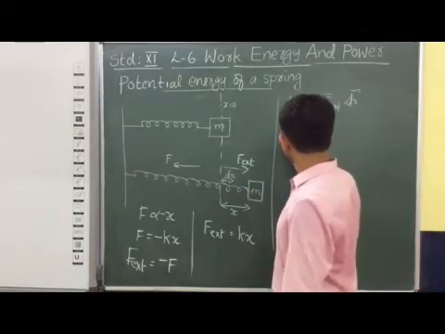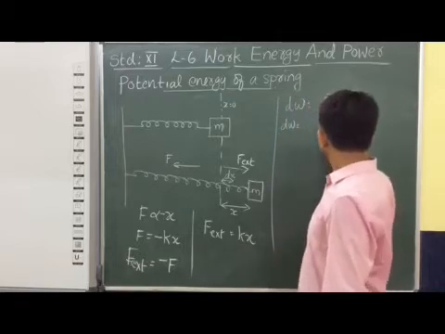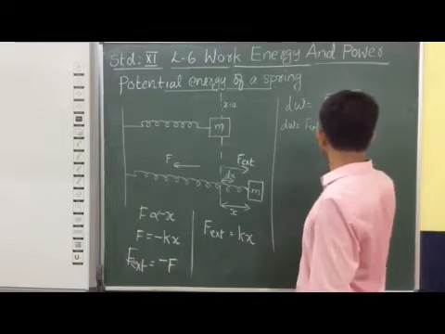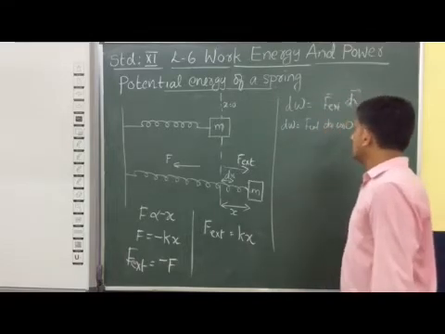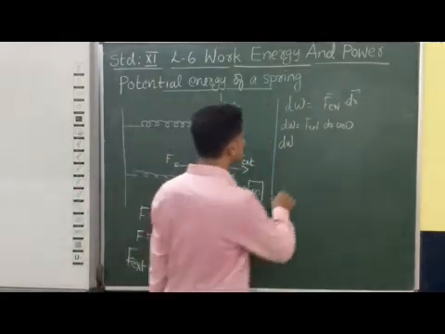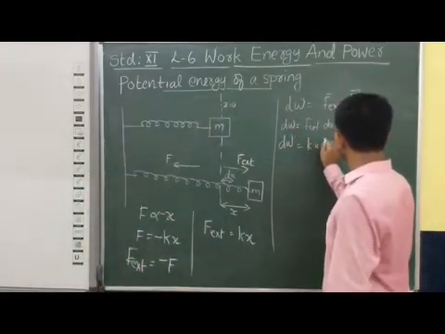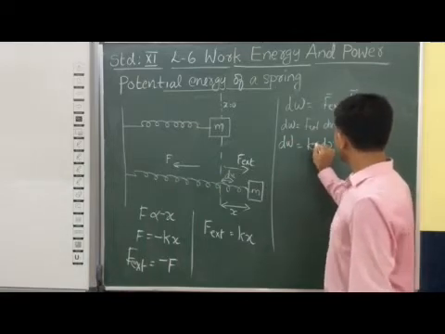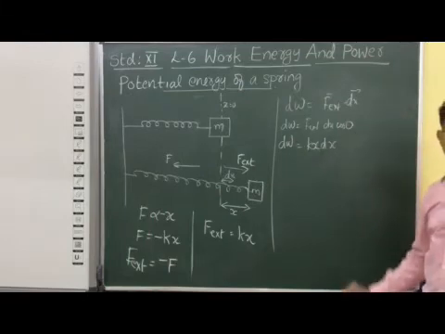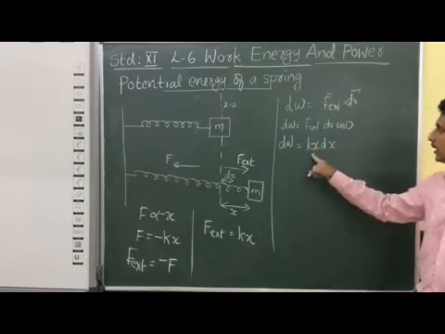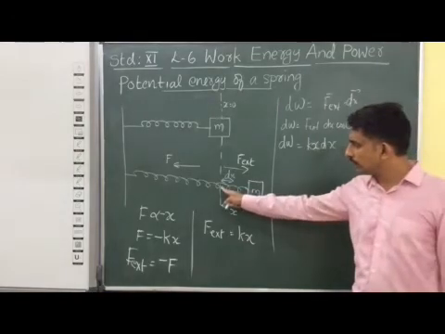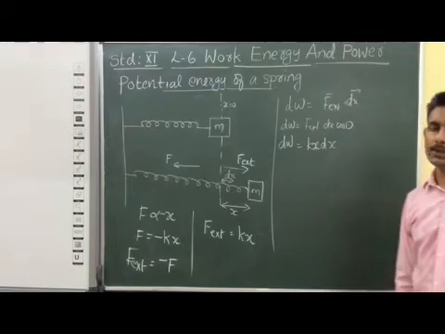So dW = F external dx cos 0. Now we know the value of F external is kx, so our equation becomes kx dx. Cos 0 is 1, so the equation becomes dW = kx dx. This is the corresponding work done for a small displacement dx.